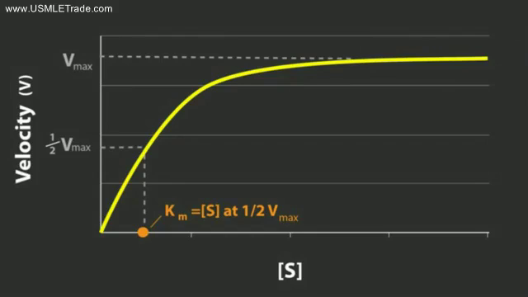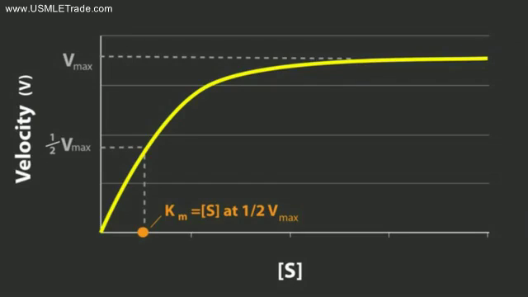Say you have an enzyme that catalyzes some reaction, and you mix some of that enzyme with the substrate, which is S. And you measure the velocity of that reaction. So this graph shows you how the reaction velocity changes as the concentration of substrate changes. So the x-axis is the concentration of substrate, and the y-axis is the reaction velocity.